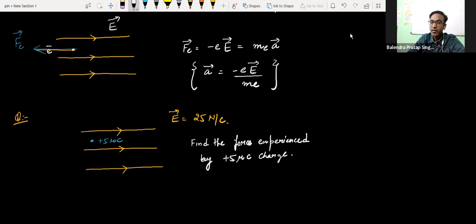So I gave a question that when we put a plus micro Coulomb charge in an external electric field that has the magnitude 25 Newton per Coulomb, you have to find the force experienced by positive 5 micro Coulomb charge. It's a problem based on the previous concept that I discussed in my previous class. Now try to find the force experienced by the positive micro Coulomb charge.